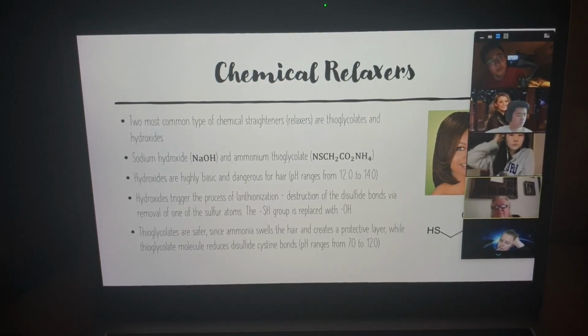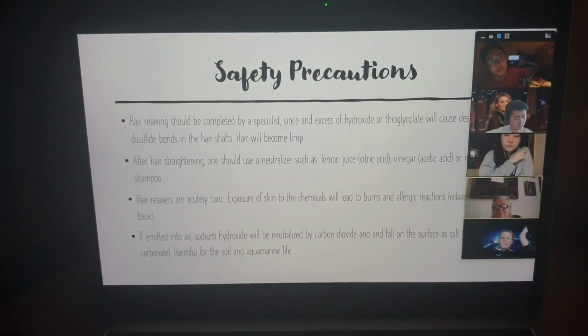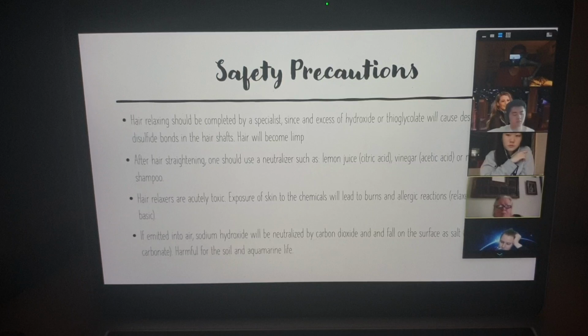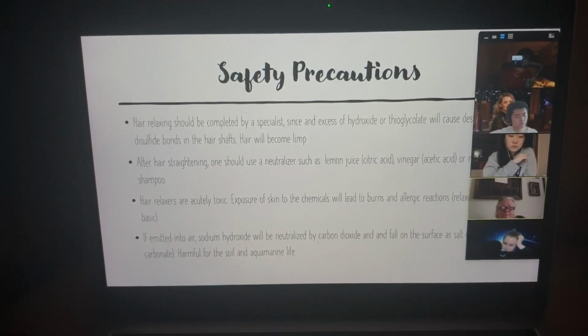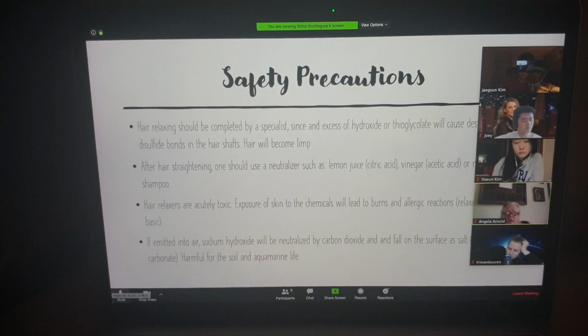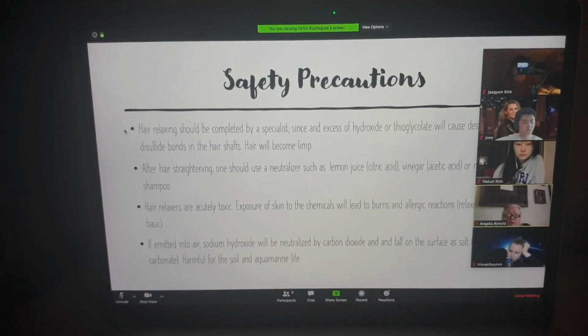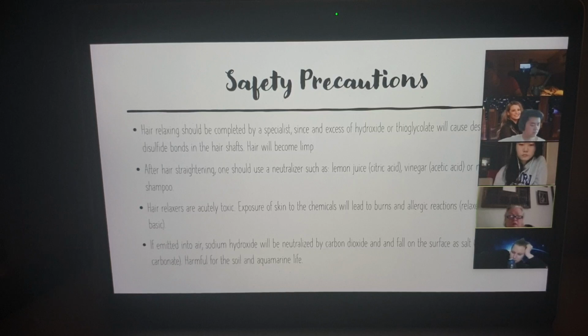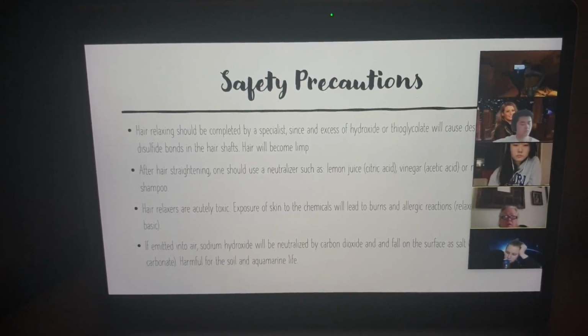What did I not say? Yeah. So, safety precautions. Everything should be completed by a specialist, of course, because an excess of any relaxer, even of thioglycolates that are much safer than hydroxides, can cause your hair to go limp because all disulfide bridges are being broken and nothing holds them together.